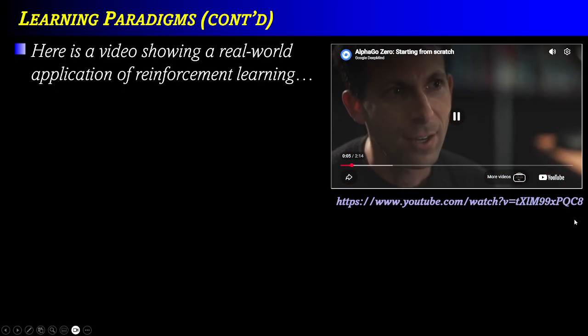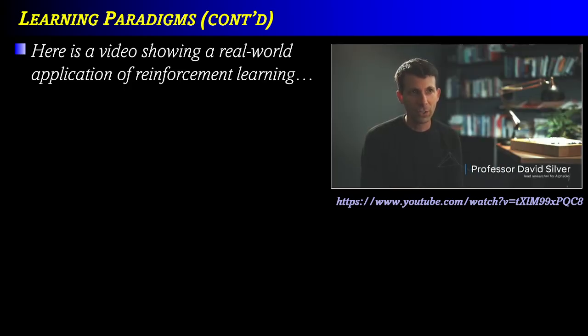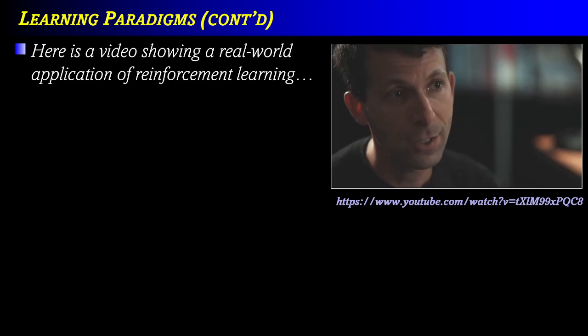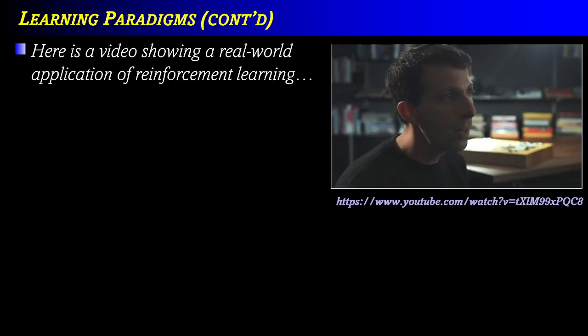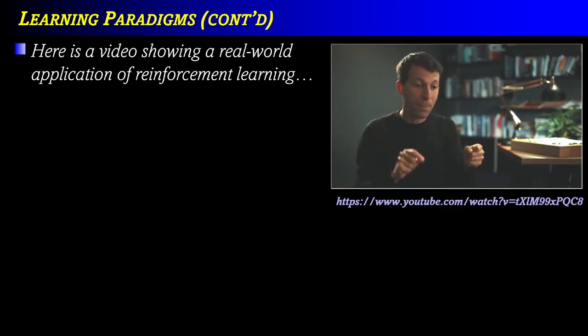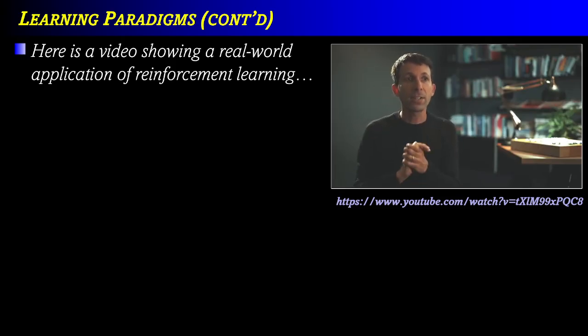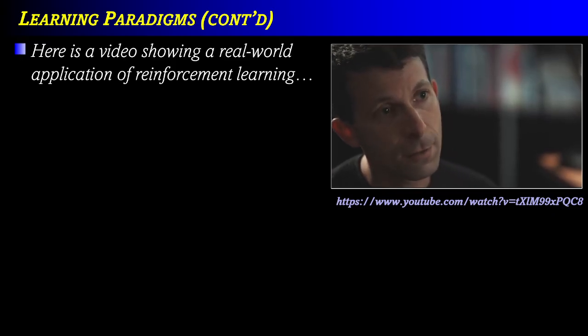AlphaGo Zero is the strongest Go program in the world. It outperformed all previous versions of AlphaGo. Specifically, it defeated the version of AlphaGo that won against the world champion Lee Sedol, and it beat that version of AlphaGo by 100 games to 0. So all previous versions of AlphaGo started by training from human data. And they were told, well, in this position, the human expert played this particular move, and in this other position, the human expert played here. AlphaGo Zero doesn't use any human data whatsoever.